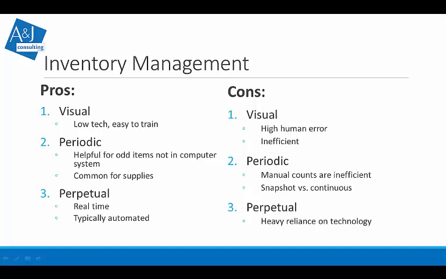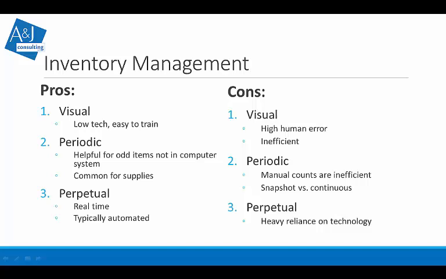Now, the disadvantage to the visual method is, again, human error, probably the most basic way to think of the disadvantage, and inefficiency. Imagine you've got 1,000 different drug products in your inventory; manually checking each one of those can be quite cumbersome. The periodic method, cons again: manual counts are inefficient, and human error as well.